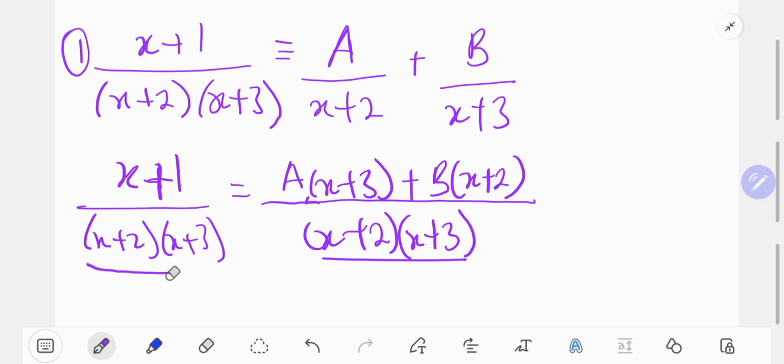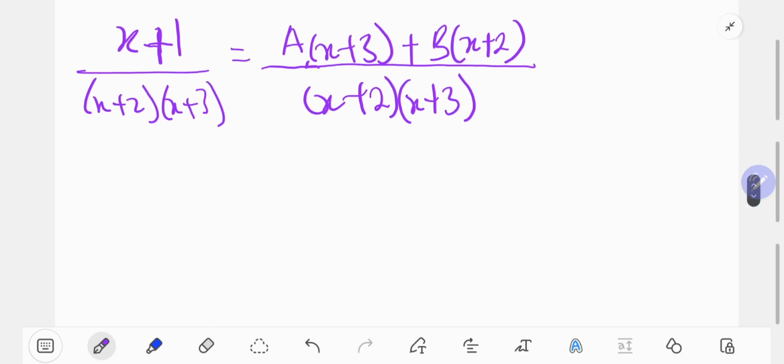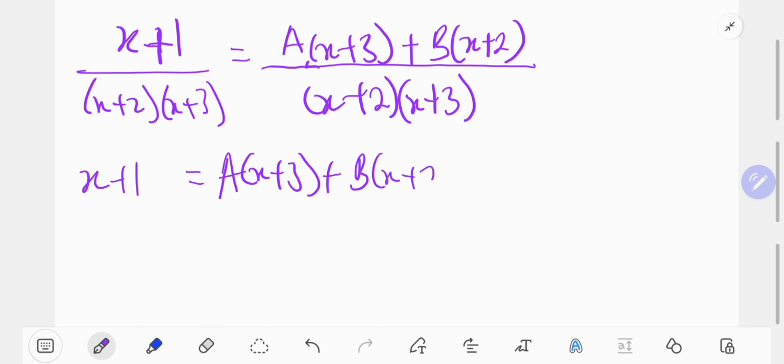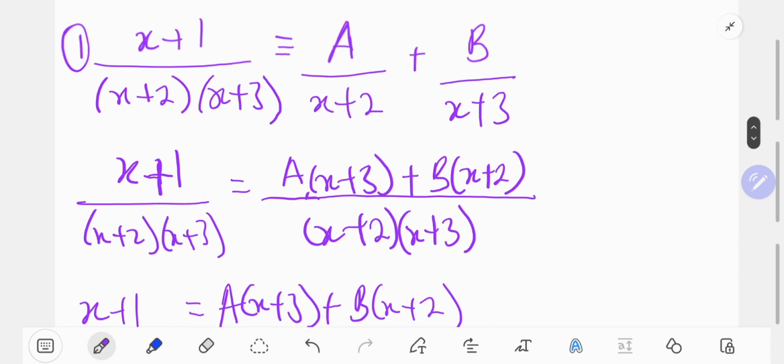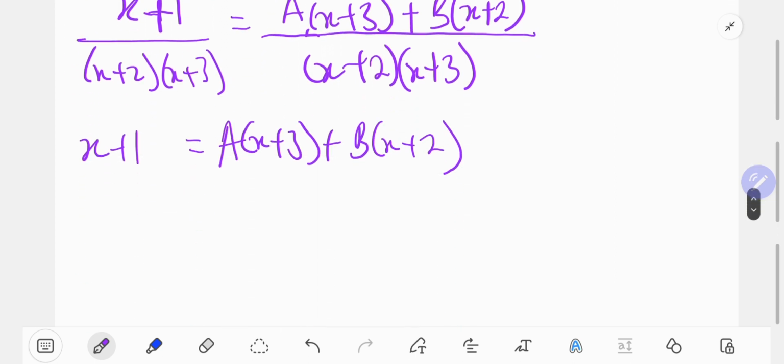So at this point we can ignore the denominators and just compare the numerators. We now have this. At this point, there are two ways you can go about getting your values of A and B. We just want to get the values of A and B, we're interested in finding those values. To get them, you can use two different ways.